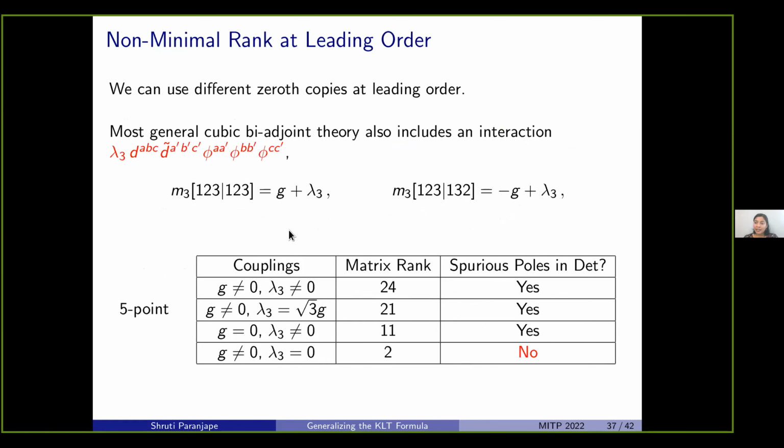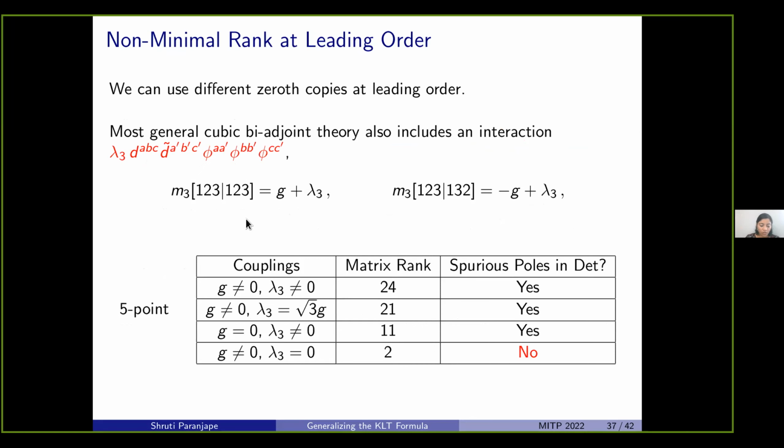So once I add such a thing, and I use that as my zeroth copy at leading order, then these are my amplitudes at leading order. You'll note that lambda 3 doesn't change sign, and that's because d^{ABC} is symmetric in ABC.